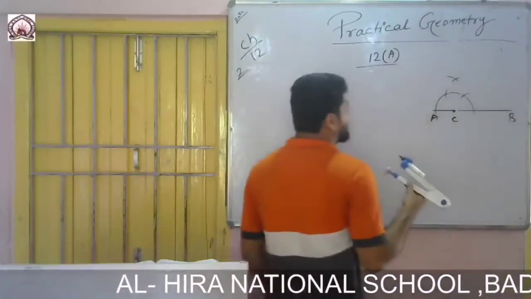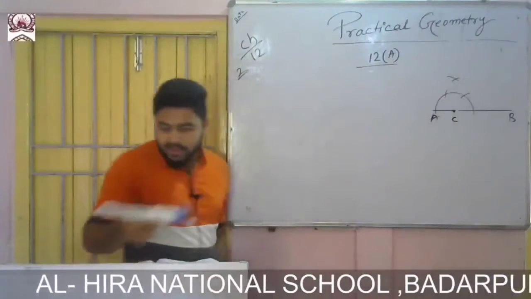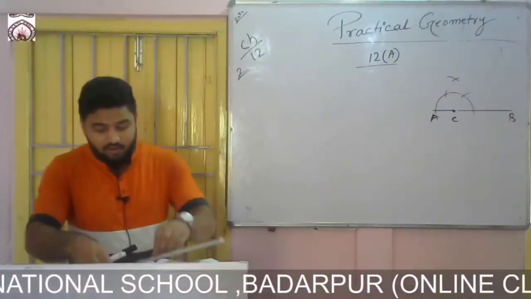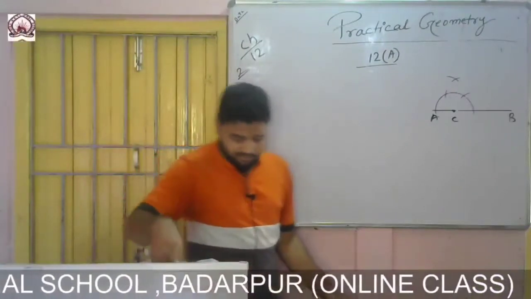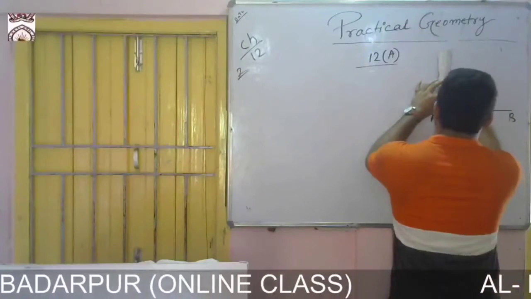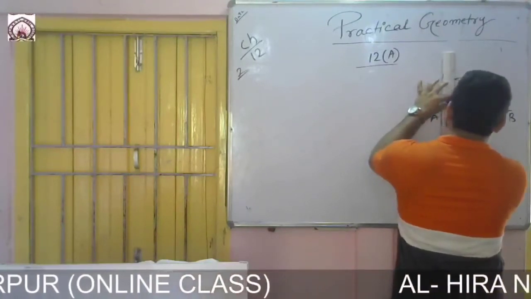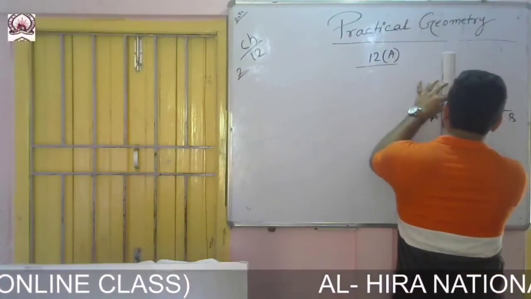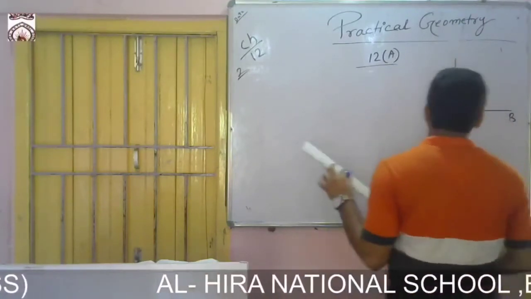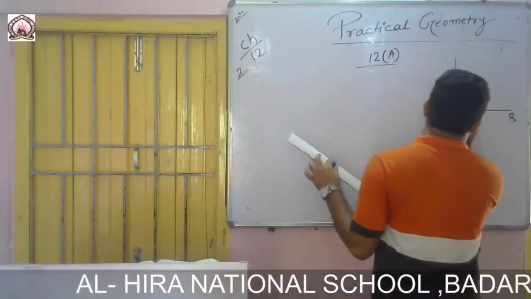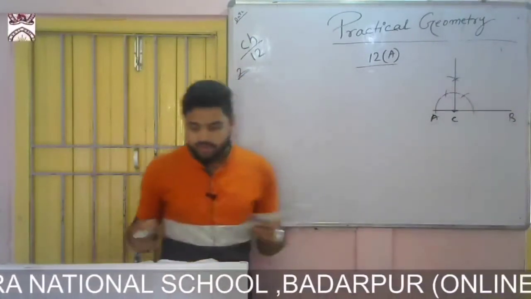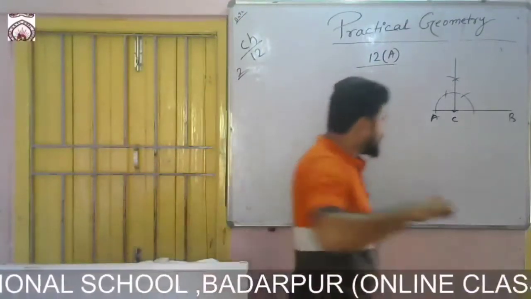Again from this point you draw another arc. Now join this point and this point, this point and this point, and you will get the perpendiculars. The same thing you do by taking another point.